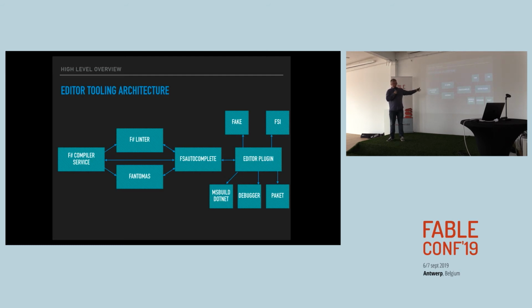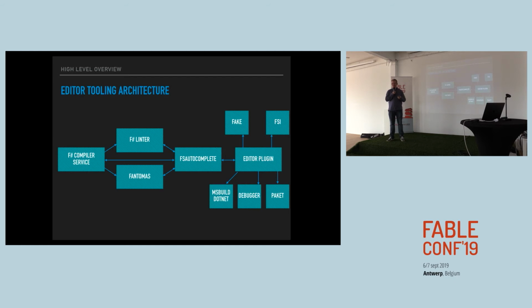FS Autocomplete is this long-running server process that is hosting F# compiler services. F# compiler services is a normal .NET DLL. This means that in case of Visual Studio or Visual Studio for Mac, I can just reference that from my editor host, and it's fine. Unfortunately, in case of Vim, I cannot really do that. I can't use a .NET DLL directly in Python.